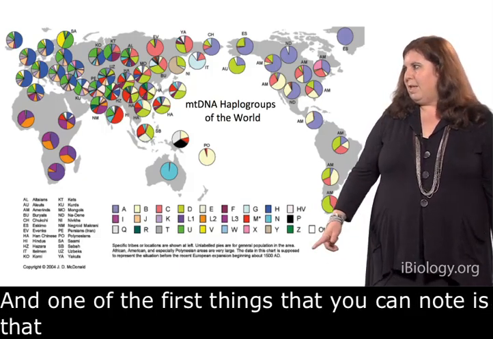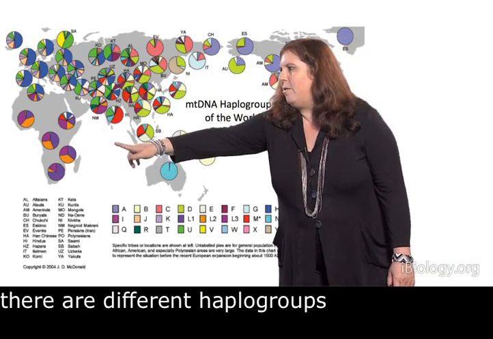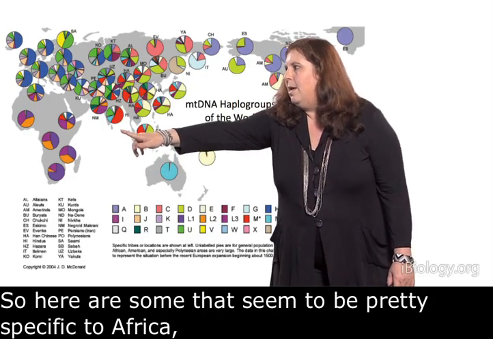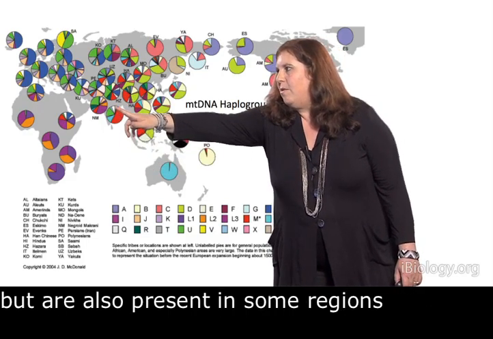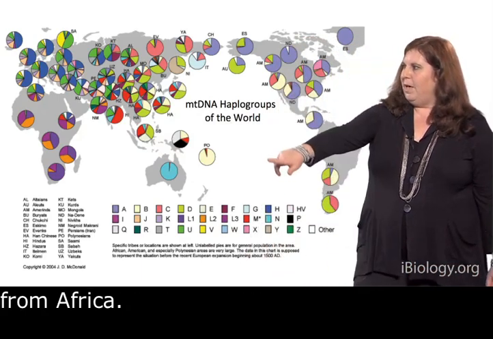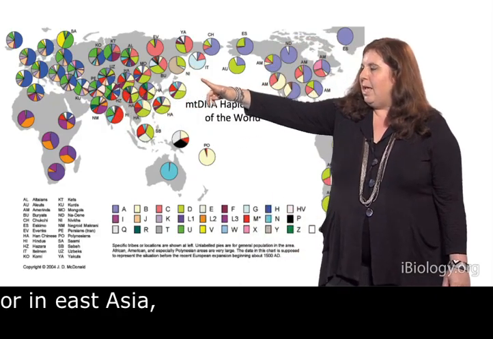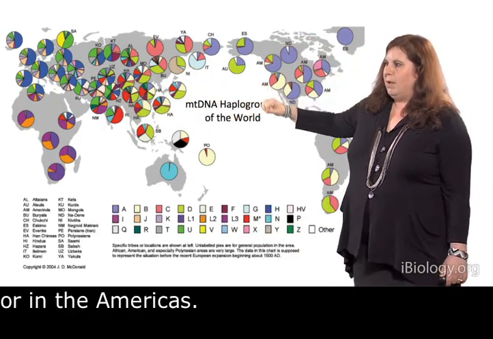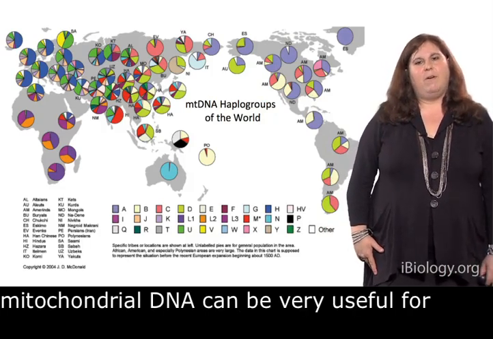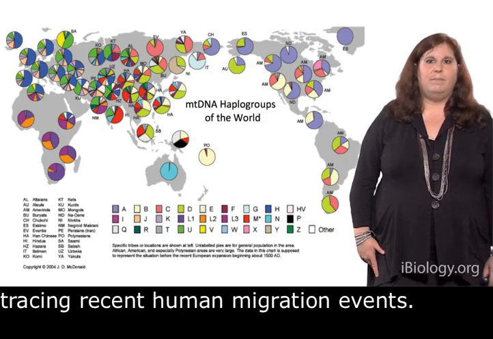And one of the first things that you can note is that there are different haplogroups in different regions of the world. So here are some that seem to be pretty specific to Africa, but are also present in some regions where there may have been some gene flow from Africa. And then we have others that may be more common in Europe, or in East Asia, or in the Americas. And for that reason, mitochondrial DNA can be very useful for tracing recent human migration events.